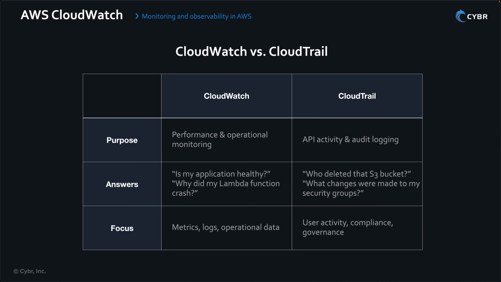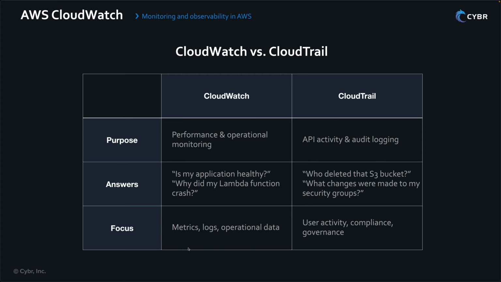But at this point, one of the questions you might have is, how does this compare to CloudTrail? How are CloudTrail and CloudWatch different, and how are they similar? As you can see from this table, under the CloudWatch column, the purpose for CloudWatch is typically going to be for performance and operational monitoring. So it helps answer questions like, is my application healthy? Is my code having performance issues? Or is it erroring out? Things like that. Why did my Lambda function crash, right? We can see a lot of that information through the CloudWatch logs.